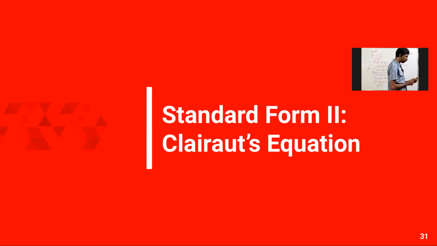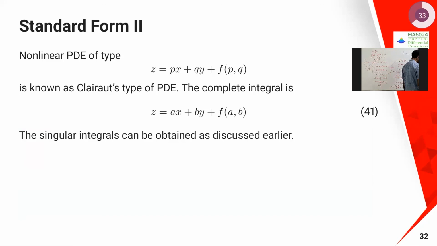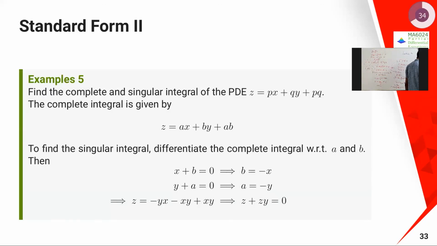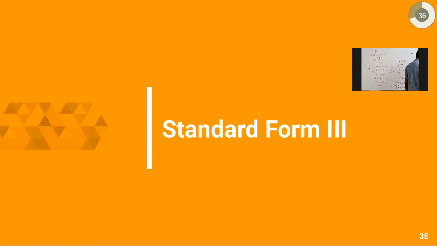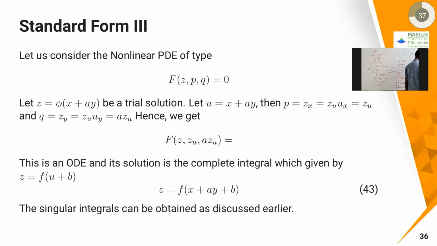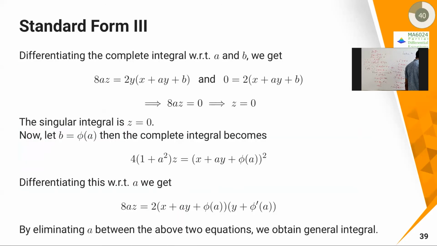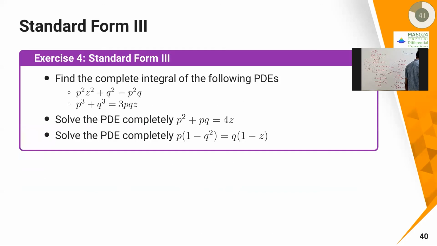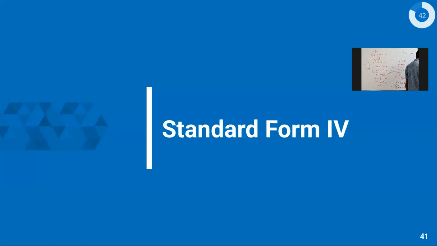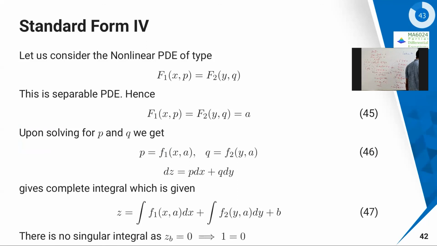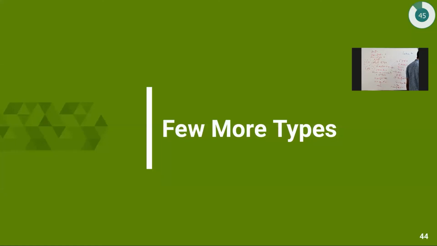So in the next class, we'll see about Clairaut's equation, which is going to be another format: px plus qy plus f of p comma q. Similarly, we'll see standard form 3, which is going to be f of z comma p comma q equal to 0. And then there is standard form 4, which is going to involve f1 of x comma p equal to f2 of y comma q. So these 4 forms we will discuss in the next class.